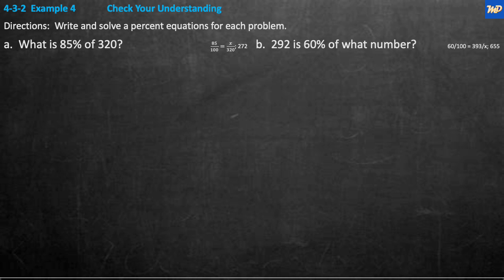Okay, example 4, check your understanding. So this is your turn. Write and solve a percent equation for each problem. So what is 85% of 320? That's your first question. And for B: 92 is 60% of what number? So why don't you go ahead and pause the video, and when you come back, we'll work them together, okay?